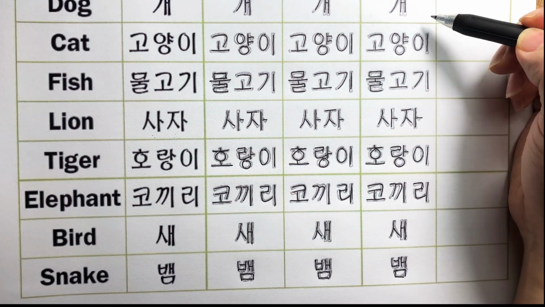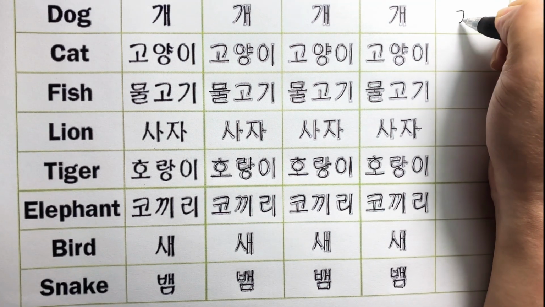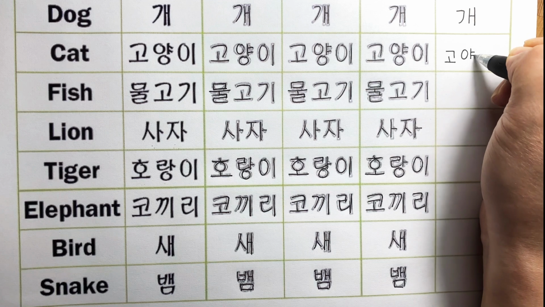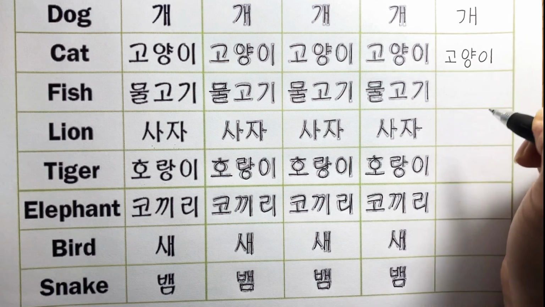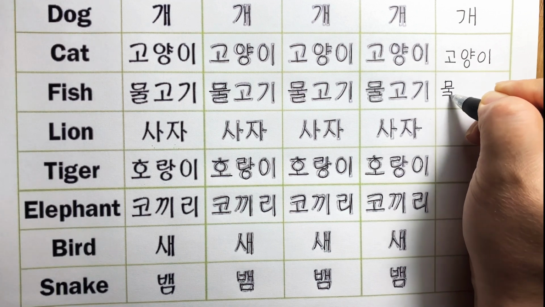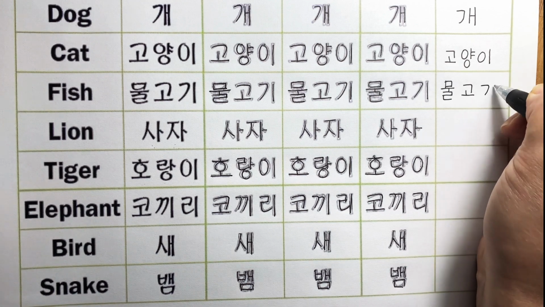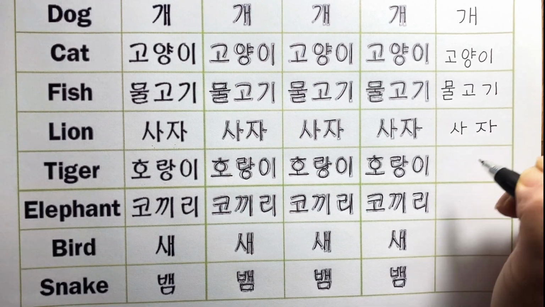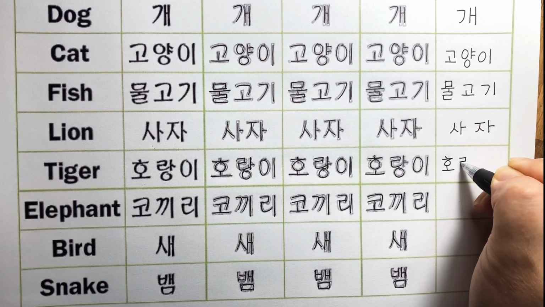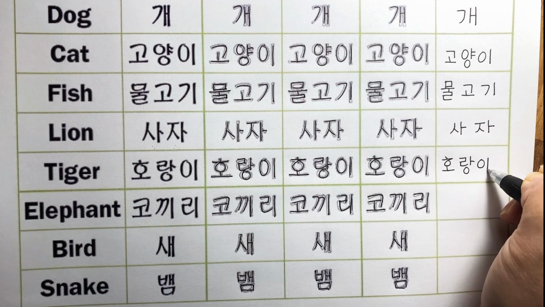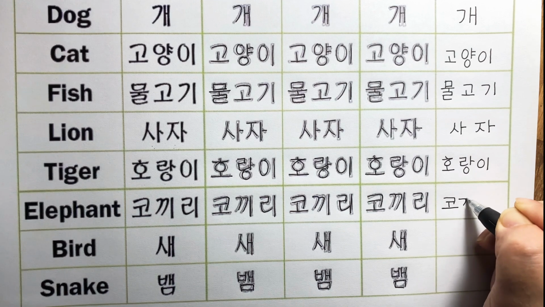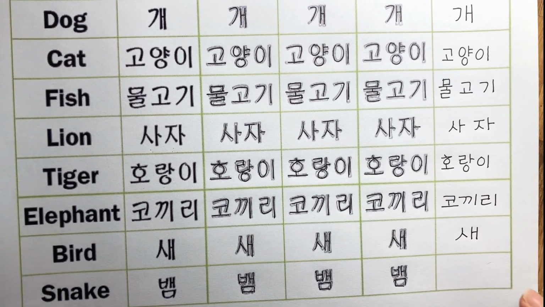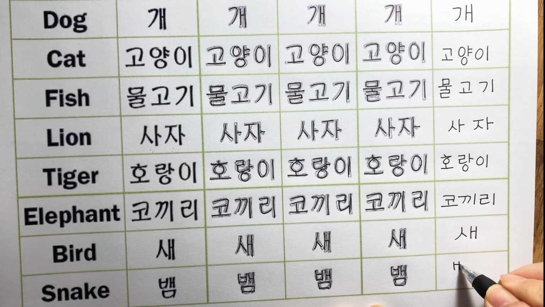Let's write from the first word to the last word. 개. 고, 양, 이. 물, 고, 기. 사, 자. 호, 랑, 이. 코, 끼, 리. 새. Last one, 뱀.